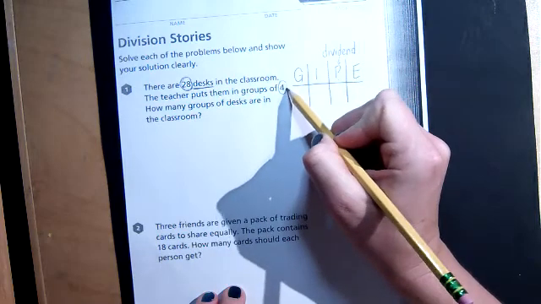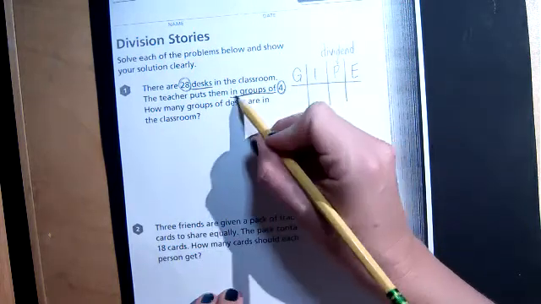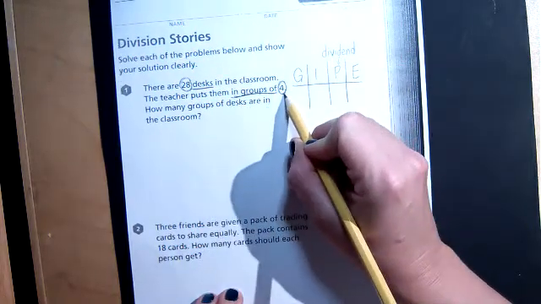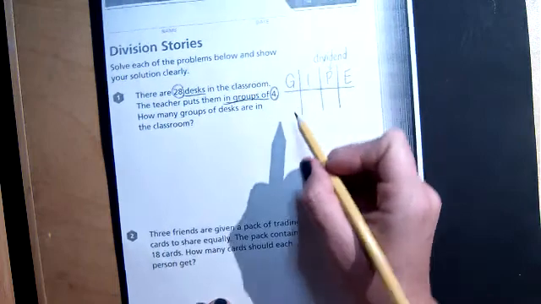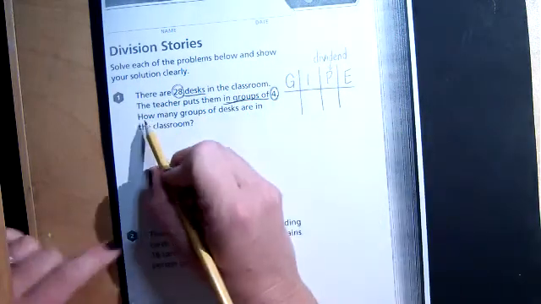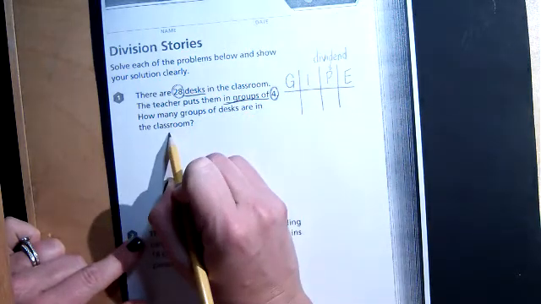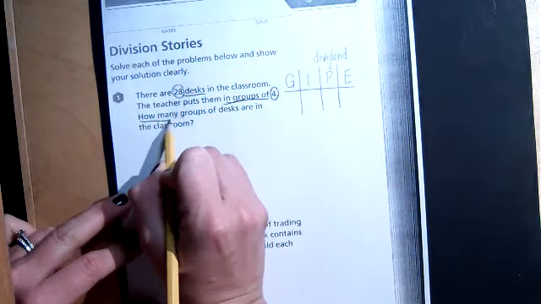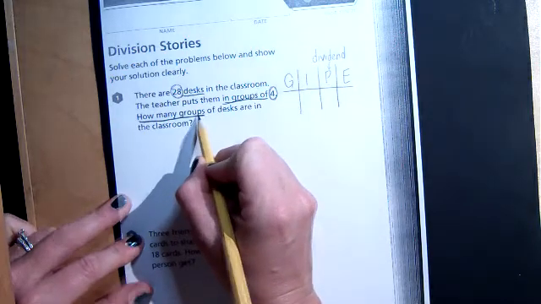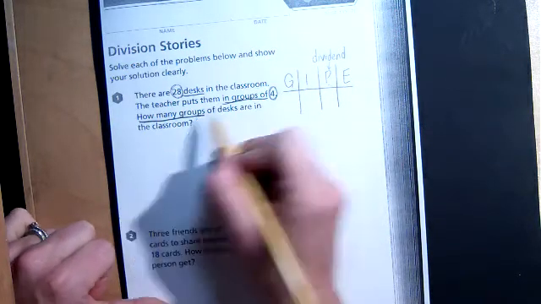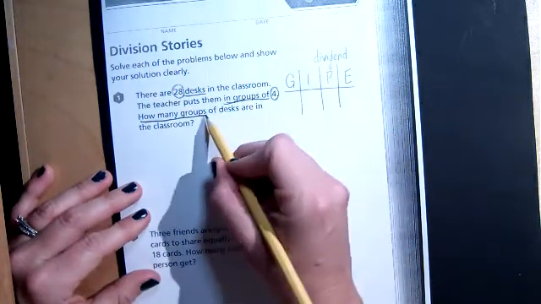So here's another number, and these words that come before it are really important. In groups of 4. And this phrase is actually a bit tricky if you're not careful when you think about it. The question says, how many groups of desks are in the classroom? These words right here, how many groups of desks? This right here is already telling me something for this chart. It is telling me I don't know how many groups yet.